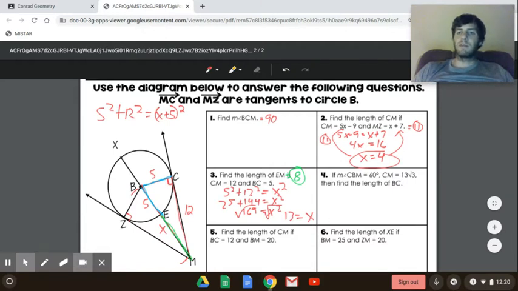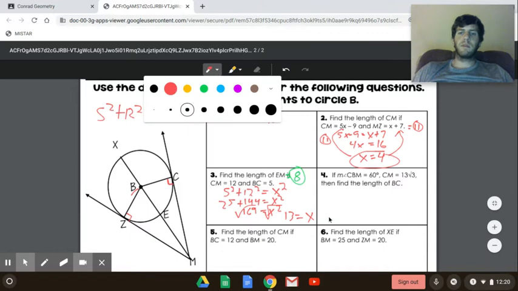Okay, we would have had to factor, and then one of the answers would be positive, one of the answers would have been negative. And then obviously the negative answer is not going to work because we have length, which is positive. Okay, so let's look at number 4. All right, the next one then, number 4.